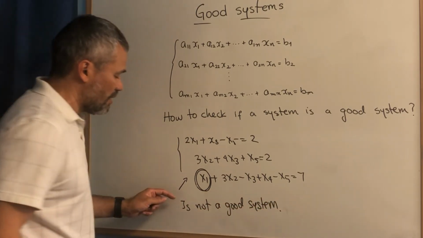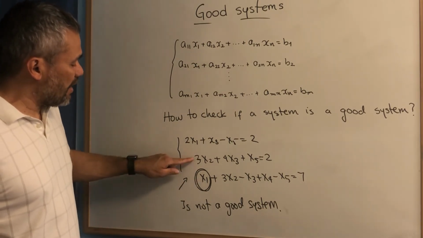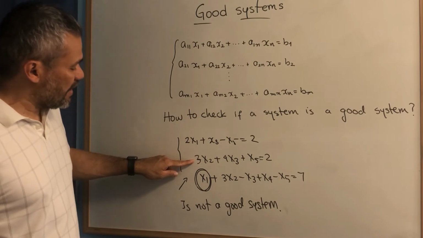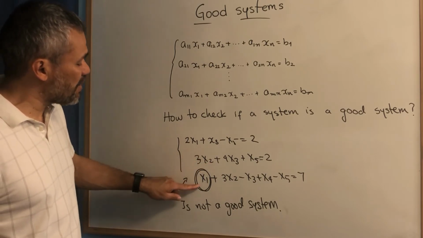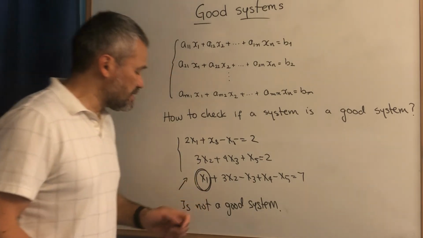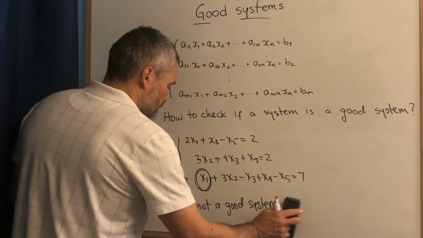It's not a good system because here the first variable that shows up is x1, but the first variable that shows up in the equation above it has an index that is bigger than x1. For that reason, this is not a good system. Let me change the system.